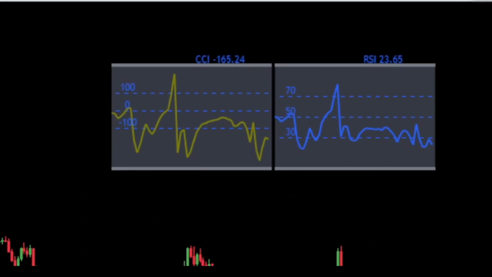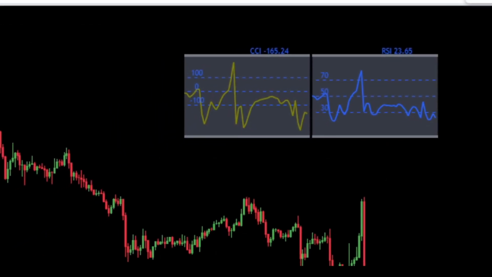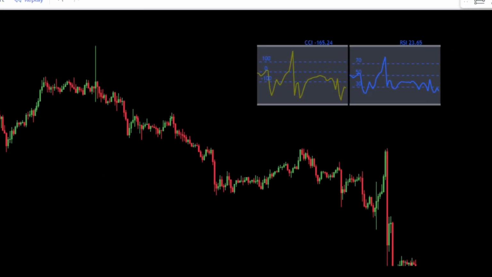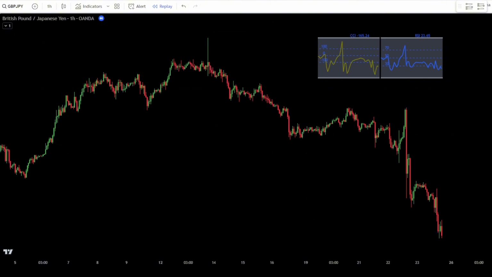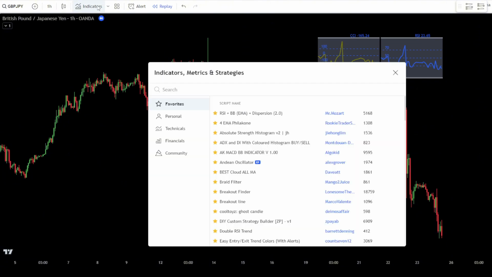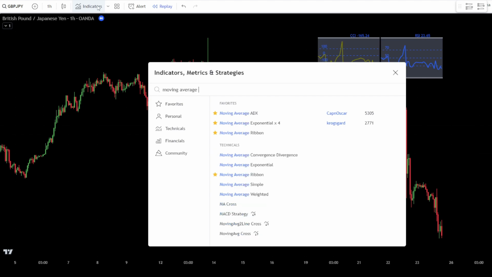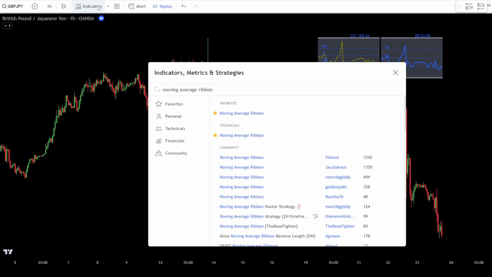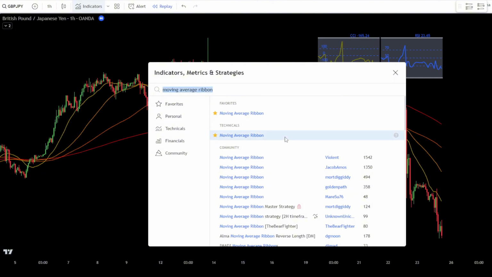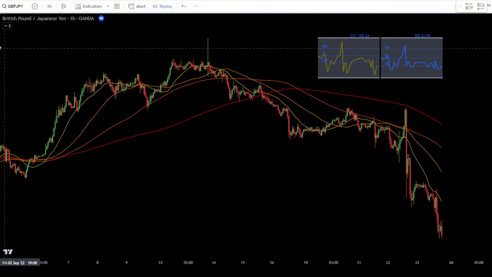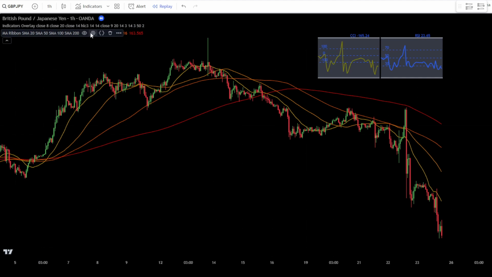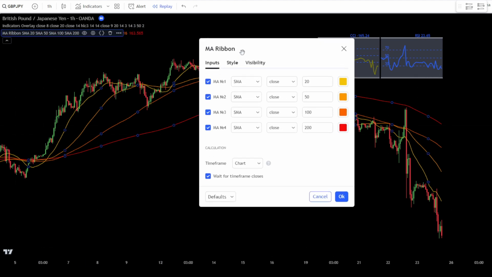However, before you can place a buy or sell order, let's add one more indicator that will be used as a trend filter in the market. Go to the Search Indicators tab and type in Moving Average Ribbon. Then, select the default Moving Average Ribbon indicator from TradingView. Next, configure the settings for the Moving Average Ribbon indicator.